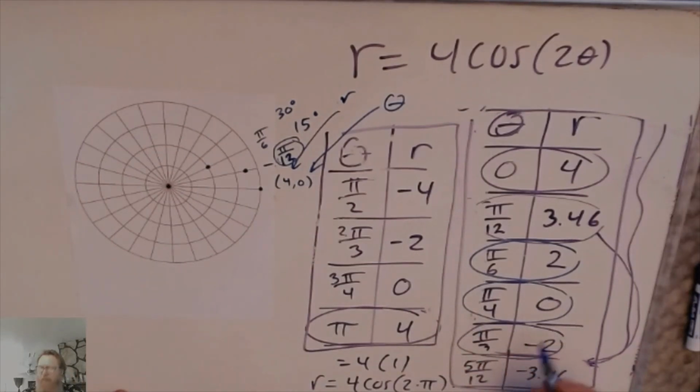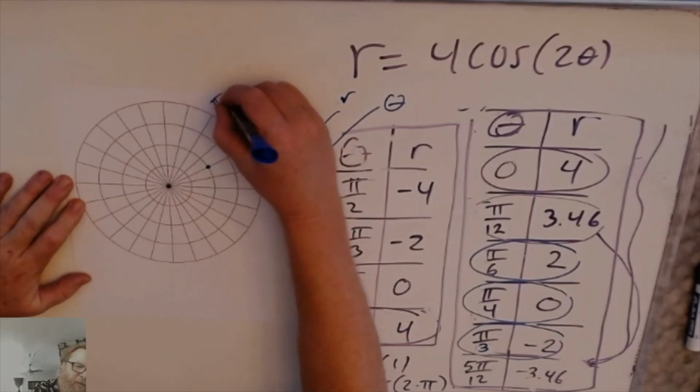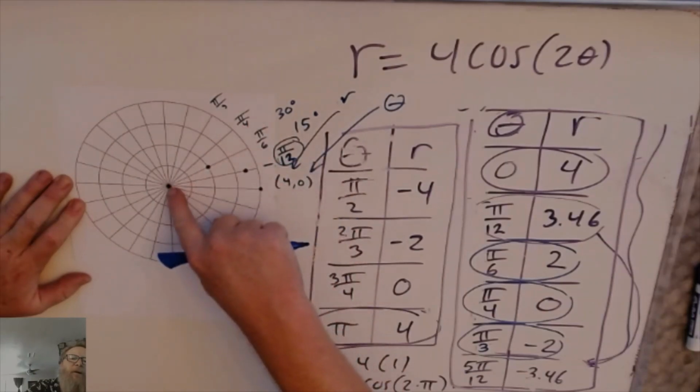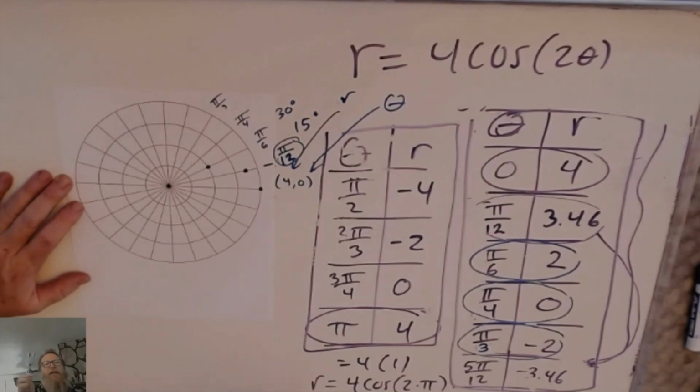All right, pi over 3. That's supposed to be a pi over 3 here. Got a little bit erased. And negative 2. So pi over 3 is right here. You might think I skipped pi over 4, but it's right here. Pi over 4 was the one that went all the way back to the pole. So it's like the radius shrunk down to nothing.